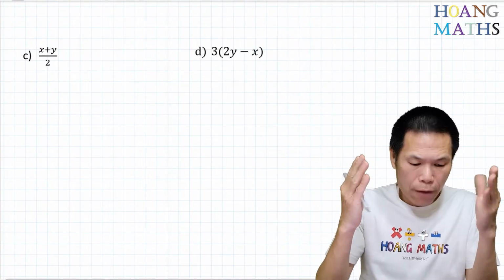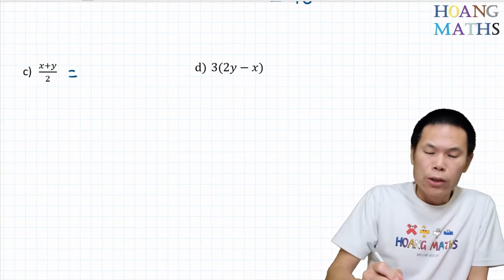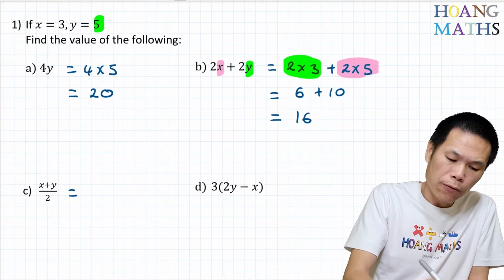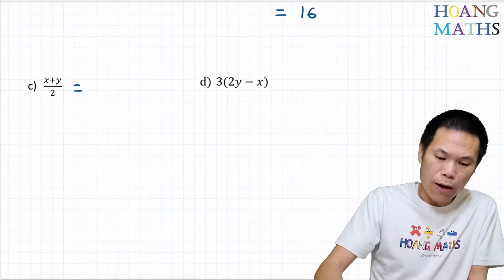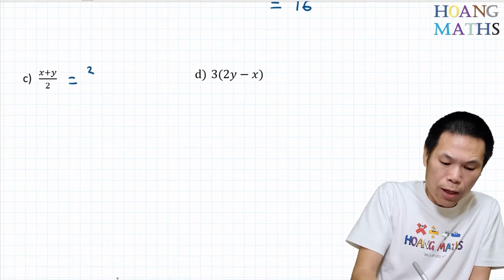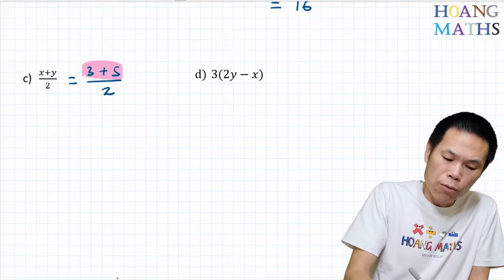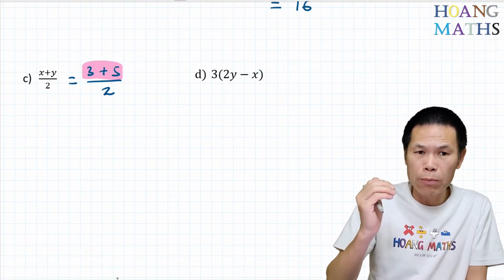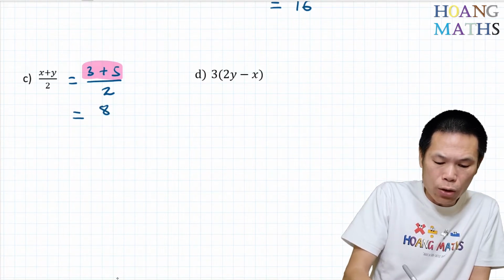Part C. We have x plus y over 2. So we know x is equal to 3 and y is equal to 5. We just evaluate that, and it becomes 3 plus 5, all over 2. This means that we need to work out the numerator first, because 3 plus 5, and then divide by 2. Keep that in mind. 3 plus 5 is 8. The answer is 8 over 2.